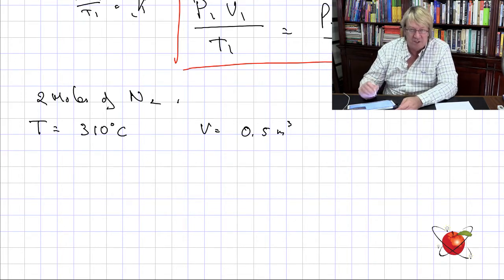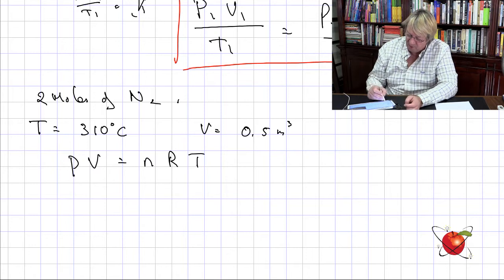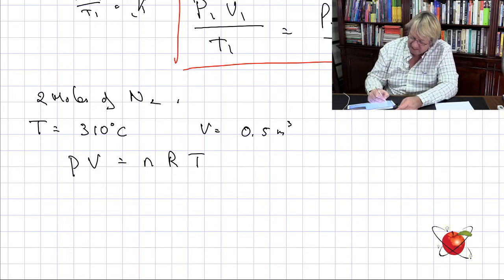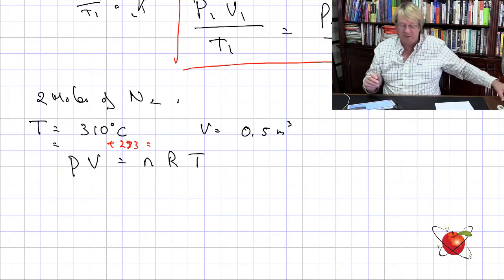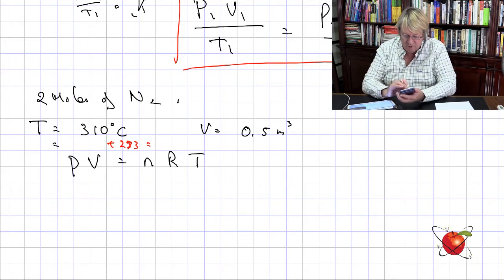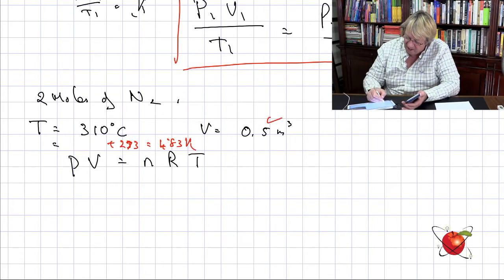I don't know, what's the pressure? Let's have a look. PV equals nRT. Well, what do we know? First of all, we have to convert that to Kelvin, don't we? So we must add 273 onto that. 310 plus 273, let's have a look. 210 plus 373, my bad, 310 plus 273 is going to be equal to 583 Kelvin.